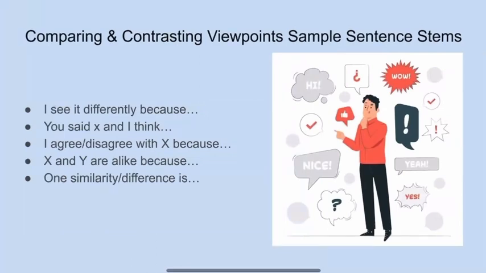Here are some comparing and contrasting viewpoints sample sentence stems. I see it differently because. You said X and I think. I agree or disagree with X because. So these are nice ways for students to agree or disagree, to compare and contrast things in the story. If you would like some more sentence stem examples for all of the topics that I brought up, please take a look at page 72 in your book.